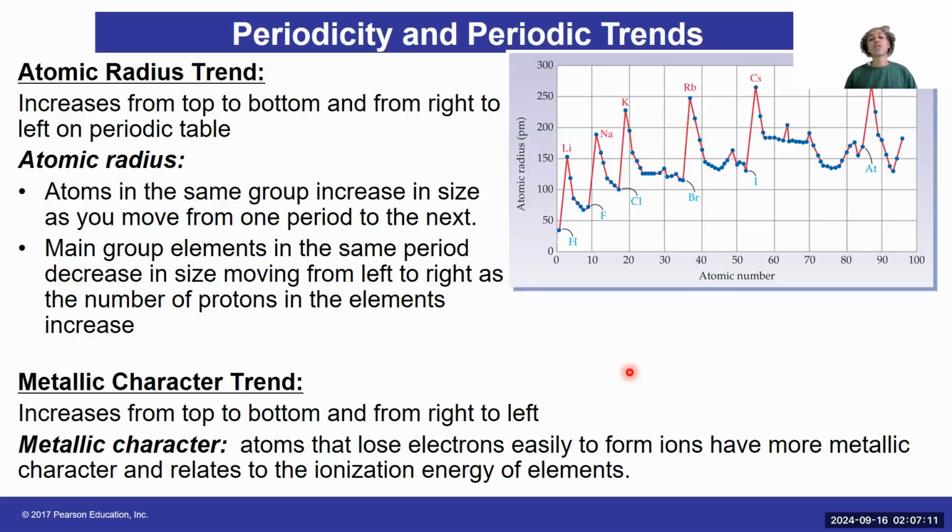The farther away those outer electrons are from the nucleus, the easier they are to be lost from the atom. So as we go down the periodic table, the atoms get larger, and so does our metallic character, the ease of losing electrons. The smaller the atoms are, the harder it is for them to lose electrons. So our metallic character increases from top to bottom, and also from right to left. It follows the atomic radius trend.